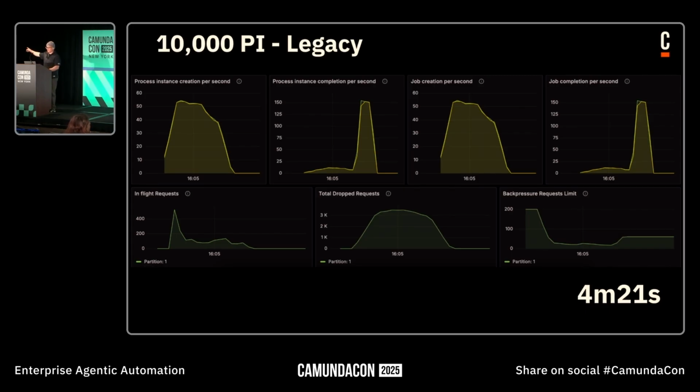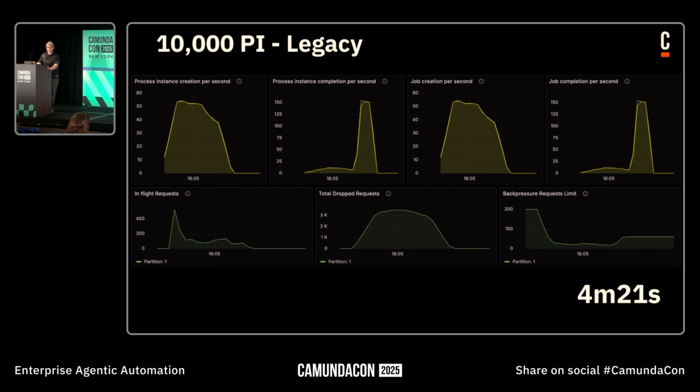You can see here in the first one, the process instance creation per second, there's a big boulder of process instance creation, and it's kind of squashed because the system is under load. And then the process instance completion per second is flatlined, and once the creation pressure comes off, the throughput starts at that point. If you drew a vertical line up from the beginning to the end of that peak, in this case it took 4 minutes and 21 seconds.